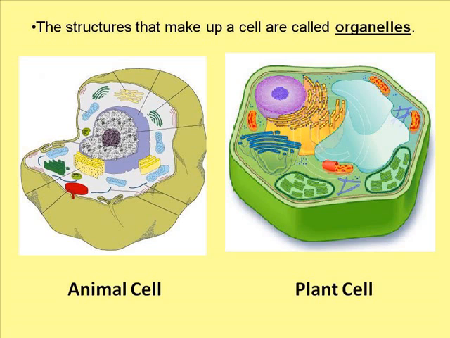And as we go through, you're going to see that as we talk about each part, I will have a little portion of each of these pictures. If you only see the animal cell picture, it means that that part is only found in the animal cell. If you see only the plant cell picture, it means that that part is only found in a plant cell.